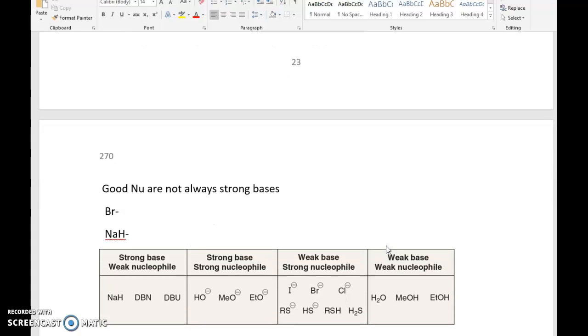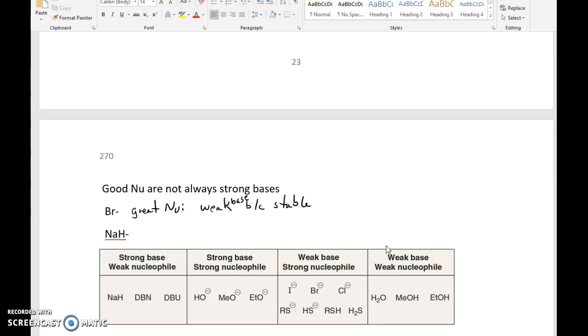Good nucleophiles are not always good bases. You might think that they would overlap, but they don't. Bromine is a great nucleophile. But it's a weak base because it's very stable. It's a large atom and it's able to stabilize that charge, and so it's a weak base. Weak base because stable.